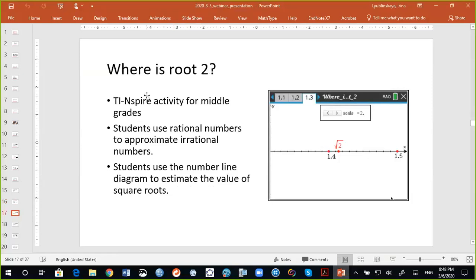Now, another really nice activity is available to you on the TI website under middle school materials on the Math Inspired, and it's called Where is Root 2? So in this case, students actually use rational numbers to approximate the value of an irrational number. So let's take a look at this activity.